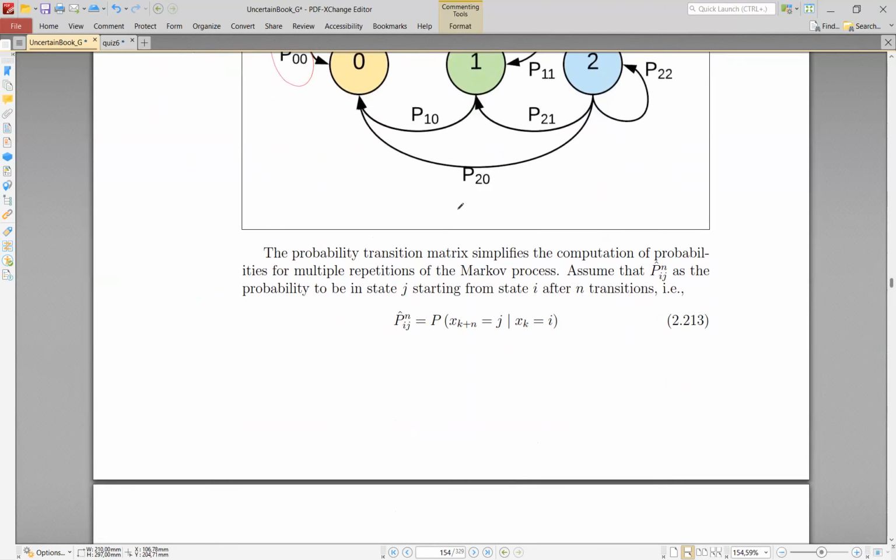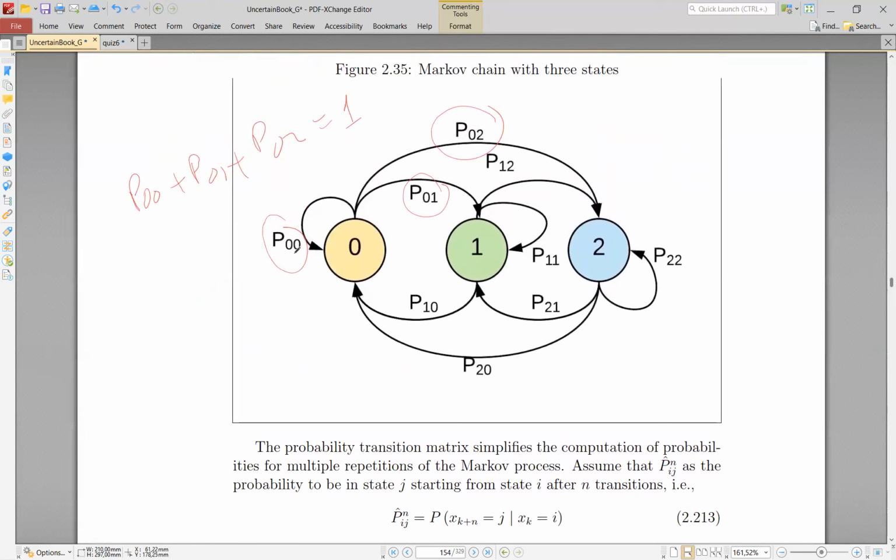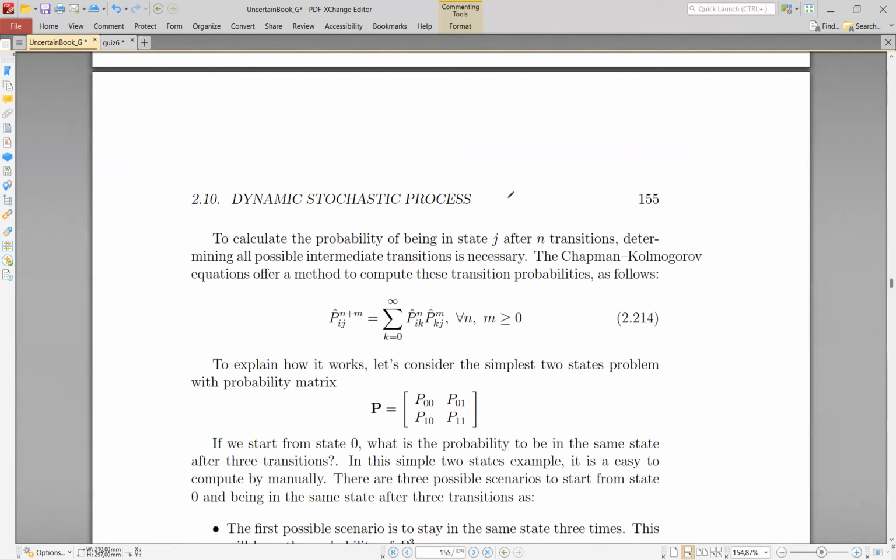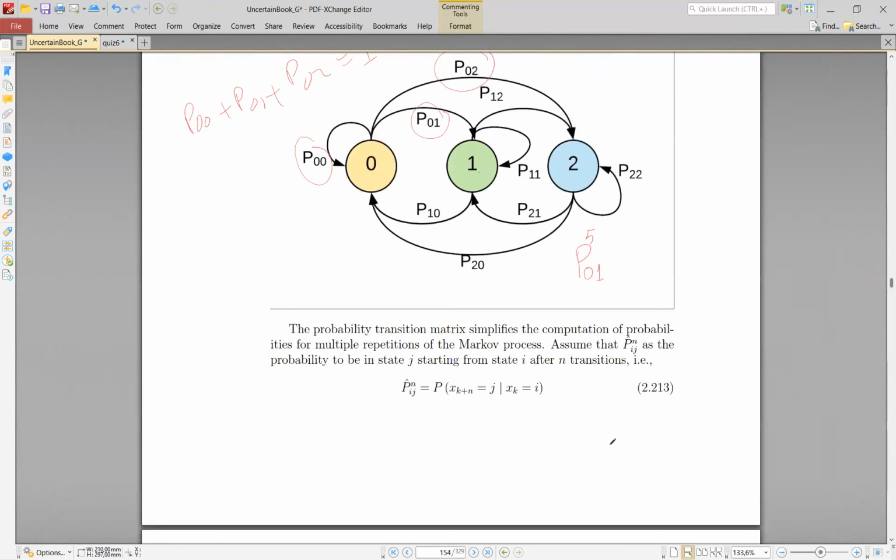If you are in state 0, what is the probability that after 5 iterations you are in state 1? You start from 0 and go to 1. So it becomes B01, and we put 5 here. It doesn't mean that you take the 5th power of the probability. No, it can be computed by taking the 5th order of the matrix.